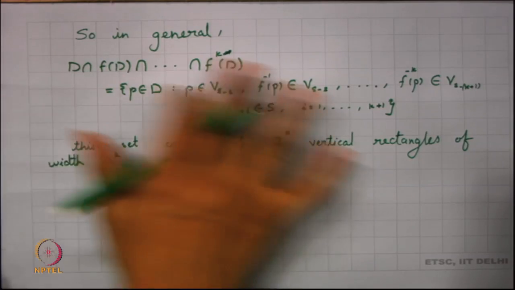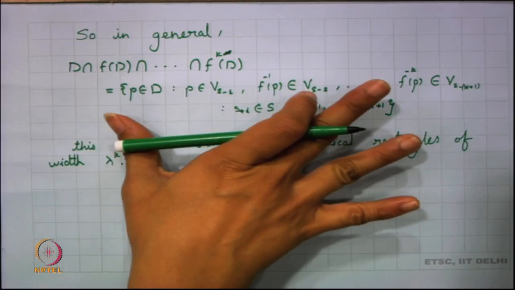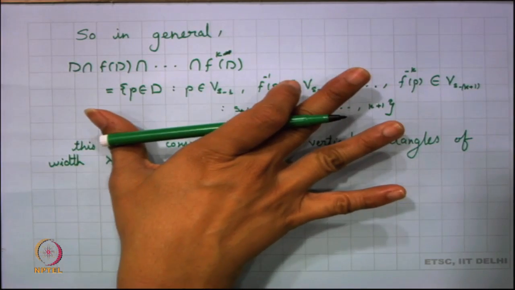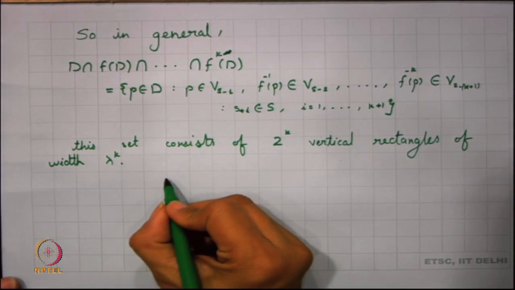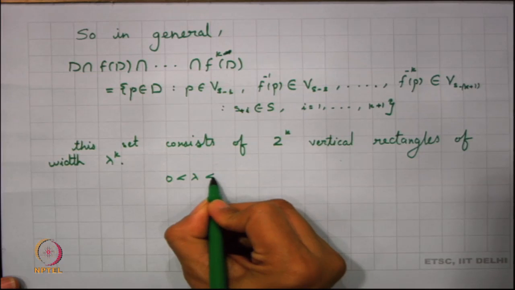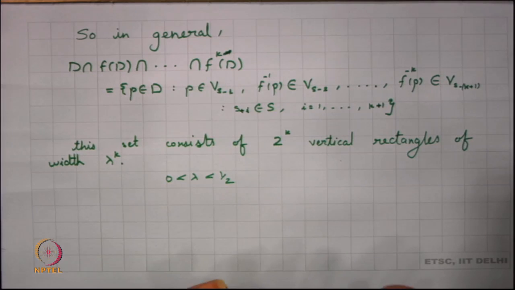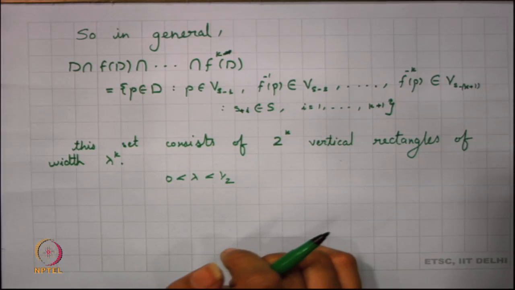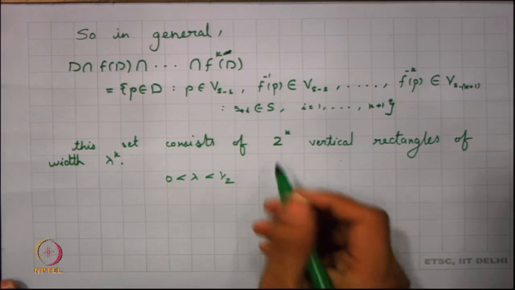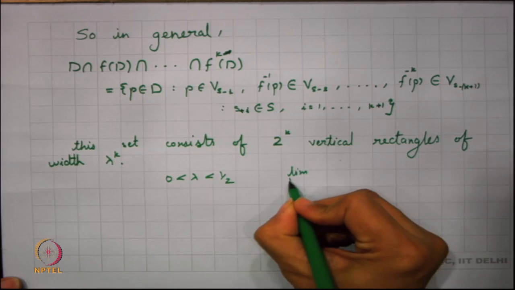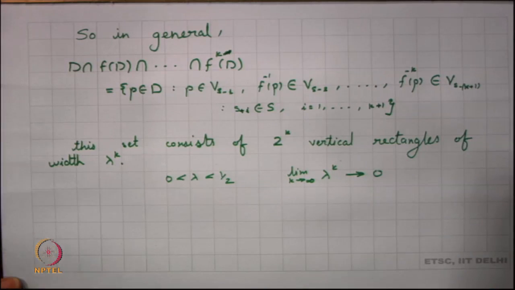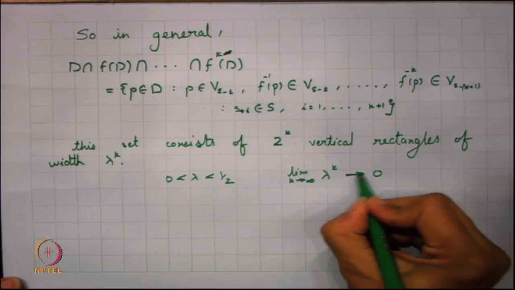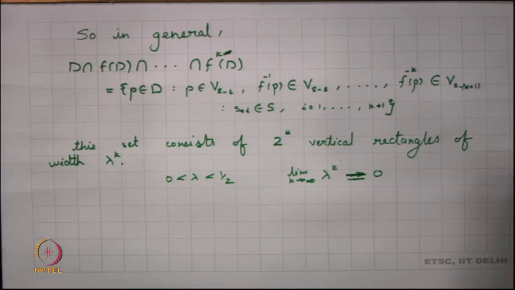So, now at the kth stage we have this construction. Now, we basically want to see what happens when k tends to infinity. We recall here that our lambda was a quantity between 0 and half, something less than half. So, with this quantity, we know that as k tends to infinity, lambda to the power k tends to 0. So, the limit of lambda to the power k is 0.